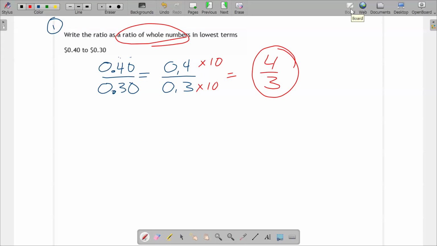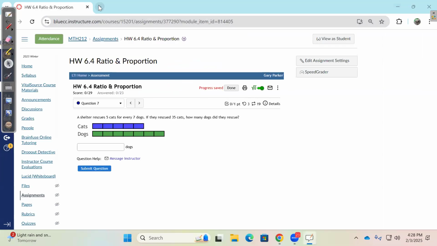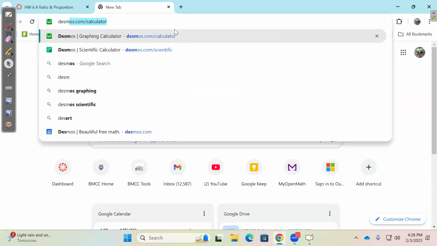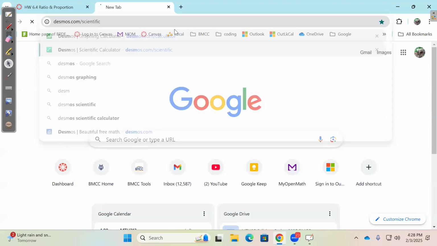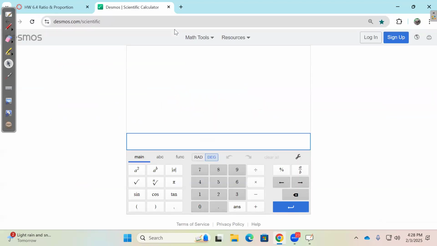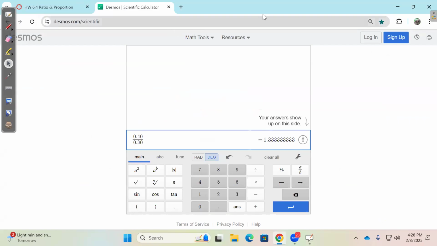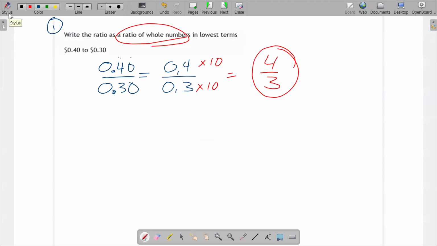My favorite calculator does. So I'd recommend doing 2 things with these problems. Write it on paper, try to do it without the calculator, and then whip out your calculator and do it with the calculator. So I'm going to open up Desmos, Scientific. So if I just type 0.40 divided by 0.30, my lovely friend Desmos has this fraction button, and it says 4/3. Pretty cool. So use your fraction button on your calculator a lot, but also practice writing it down without a calculator.